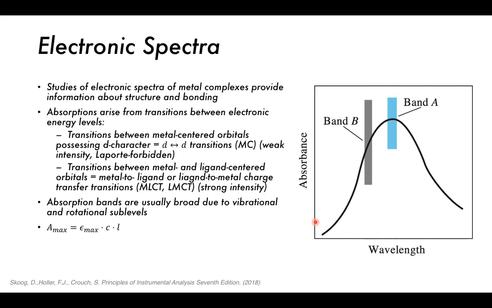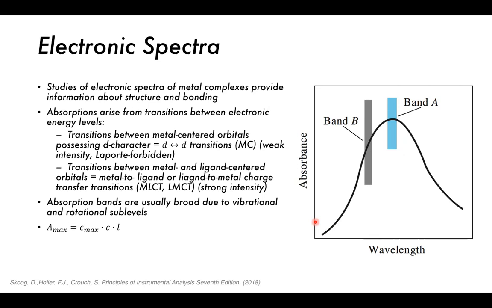And they can also, however, be transitions which are between the metal and the ligand-centered orbitals. And so these are metal to ligand or ligand to metal charge transfer transitions. So these are MLCTs or LMCTs. And these are typically having strong intensity. That's because we have transitions between different principal quantum numbers, which is allowed.